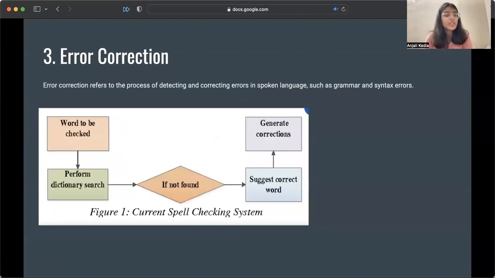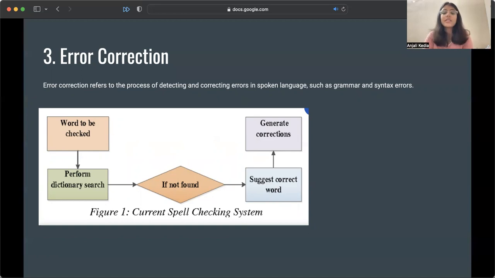Moving on to the third application, we have error correction. Error correction refers to the process of detecting and correcting errors in spoken language, such as grammar and syntax errors. CFG is used in error correction in the following ways. Modeling common errors: CFG is used to model the patterns of common errors that occur in spoken language, and this includes errors in word order, verb tenses, and subject-verb agreement, among others.